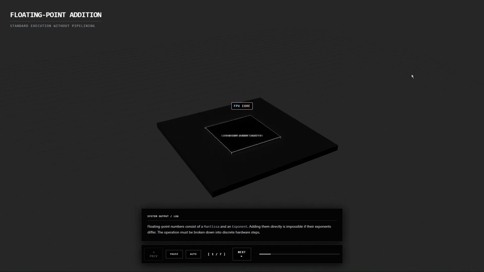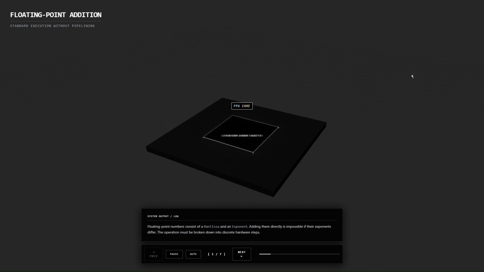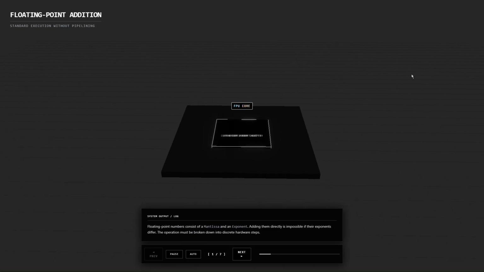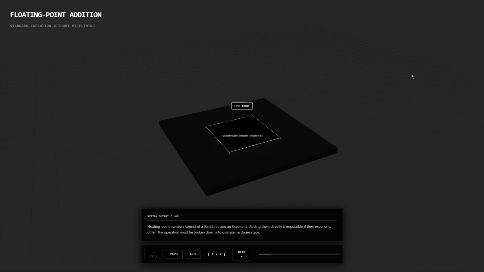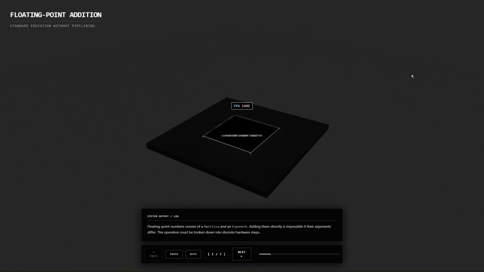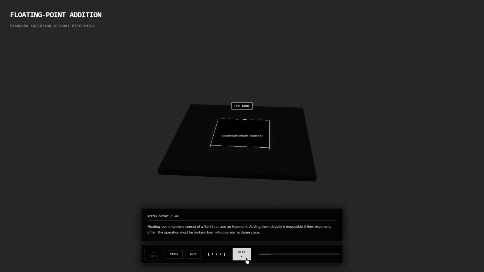We have got 7 scenes. We go from a raw CPU overview through all three pipeline stages: align, add, and normalize. Then we hit pipelining, data hazards, and finally push the thing to 3 gigahertz to see what max throughput actually looks like. Let's get into it.